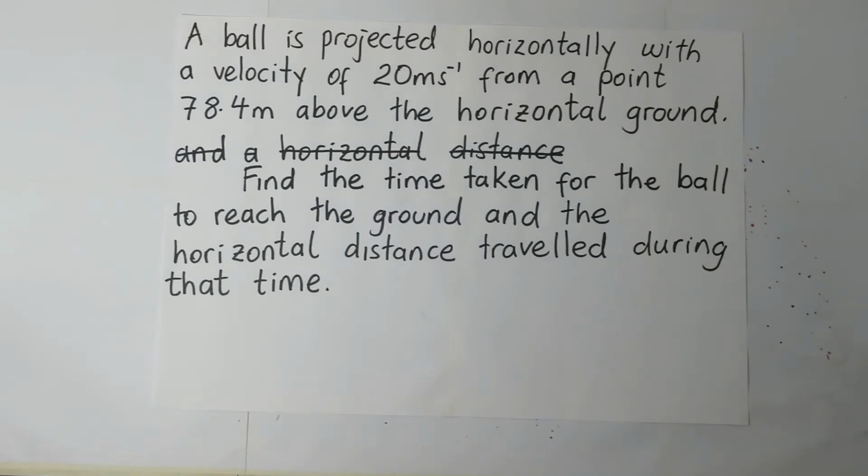So what we have here: a ball is projected horizontally with a velocity of that from a point of that meters above the ground level. Find the time taken for the ball to reach the ground and the horizontal distance traveled during that time. Let's summarize this with a diagram, shall we?